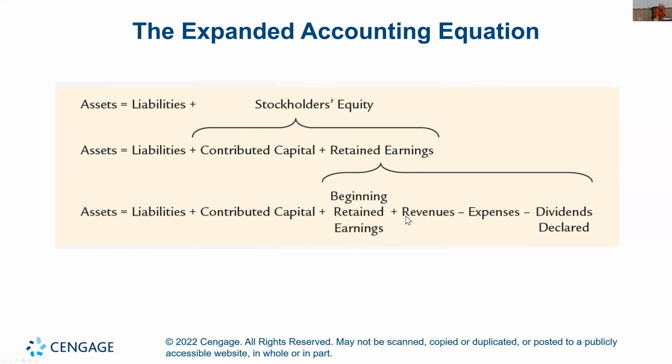If we're calculating how it affects stockholders' equity, revenue increases equity, while expenses decrease equity. That is your net income component right there. Dividends that are declared and paid also decrease our equity. So as we analyze transactions and make sure our accounting equation stays in balance, it's important to remember that all revenues, expenses, and dividends are part of the equity section of the accounting equation.